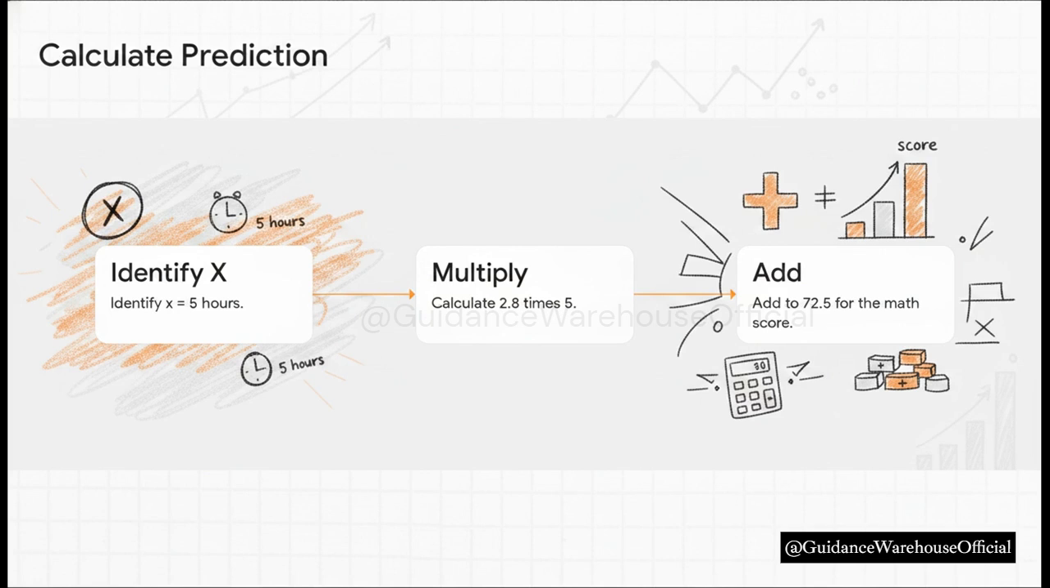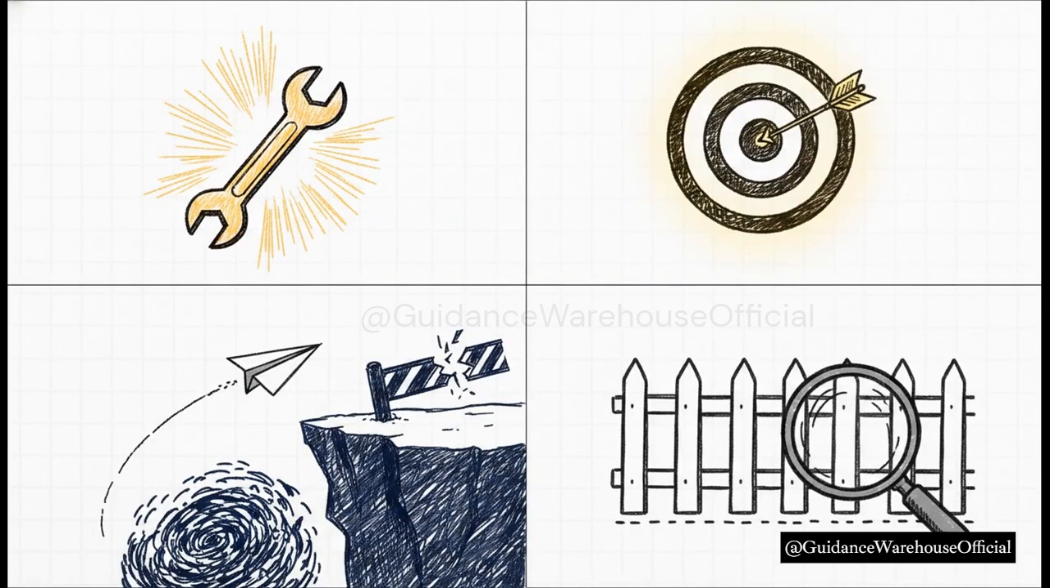First, you identify your x, which is 5. Next, you multiply 2.8 by 5. And finally, you add that result to 72.5. Honestly, if you're doing the math along with me right now in your head, you are actively performing statistical prediction. How cool is that? Before we wrap up, let's summarize the absolute key rules you need to walk away with today.